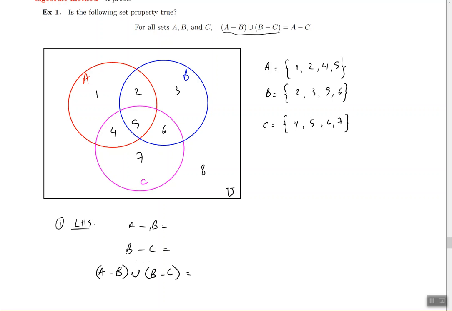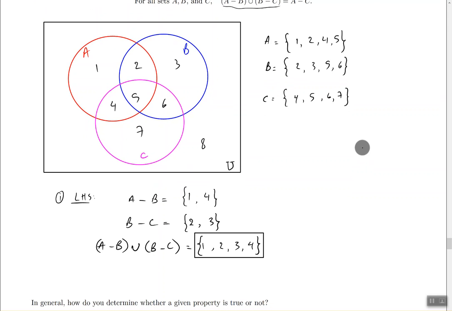Okay, so A minus B. This is basically all the elements in A that don't already exist in B. So these are the numbers 1 and 4. And this is a set, so keep the set builder notation around it. What about B minus C? These are all the elements of B that are not already in C. So there's the number 2 and there's the number 3. Now the union of those two together is going to be the set 1, 2, 3, and 4. Okay, so I'm going to put that on the back burner for a second. This represents the left-hand side of my problem.